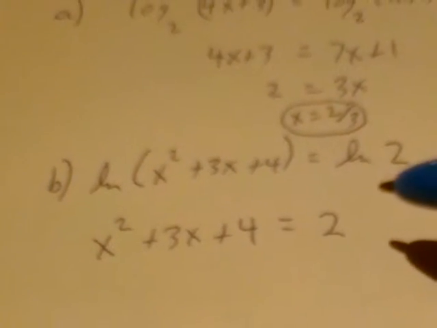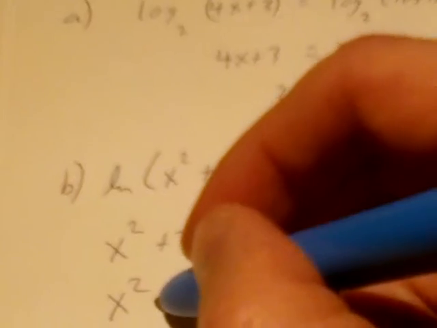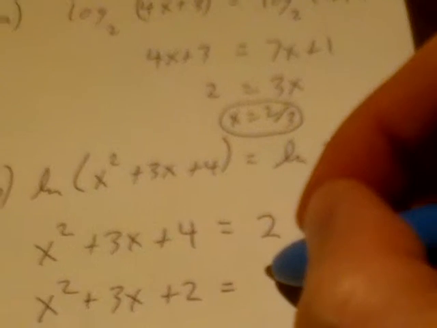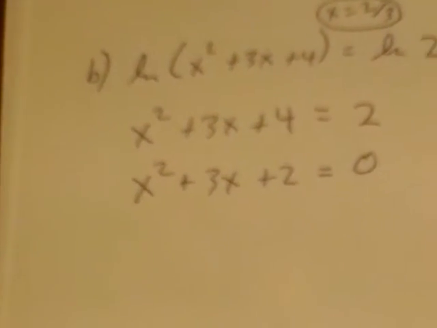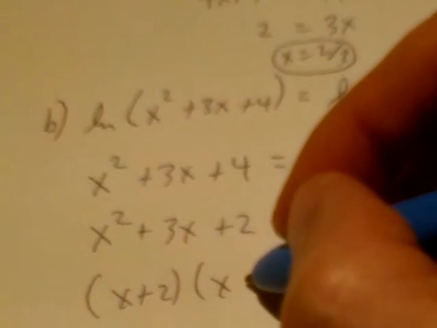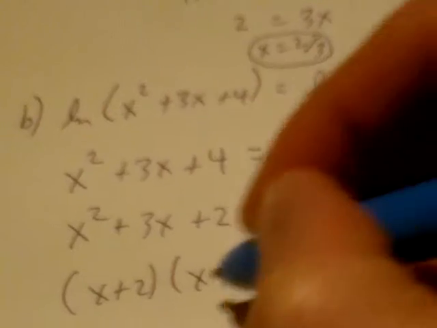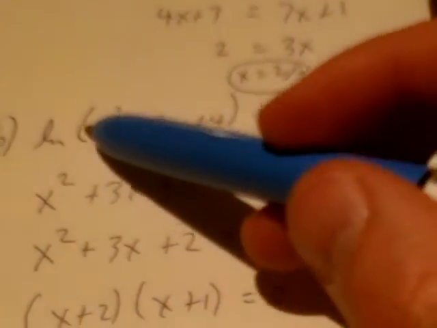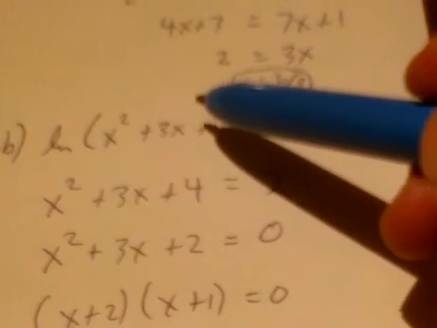And then we just subtract 2 from both sides, and we get x squared plus 3x plus 2 equals 0. And we factor that, and we have x plus 2 times x plus 1 equals 0, and our solutions are -2 and -1. And of course we would check both of these solutions to make sure that we don't get anything negative inside the log, and I think that we're not going to, but we'll check them to make sure.